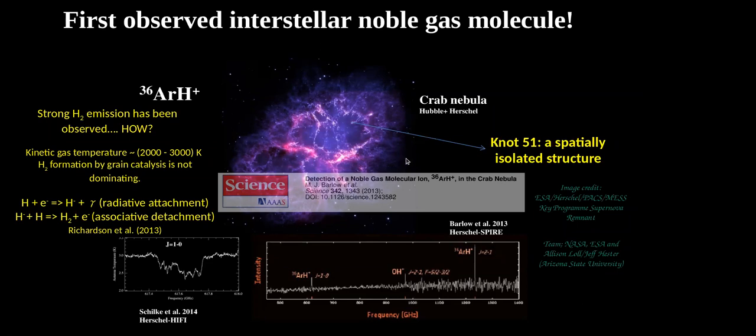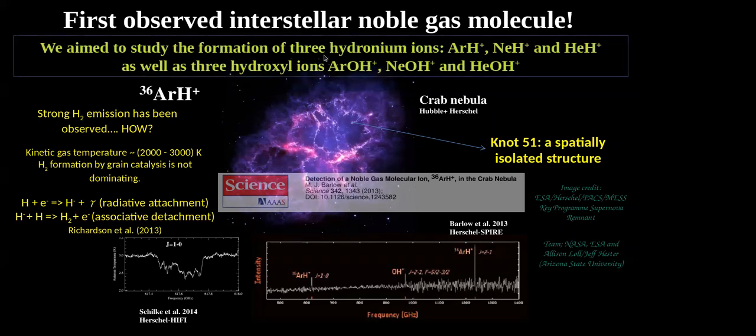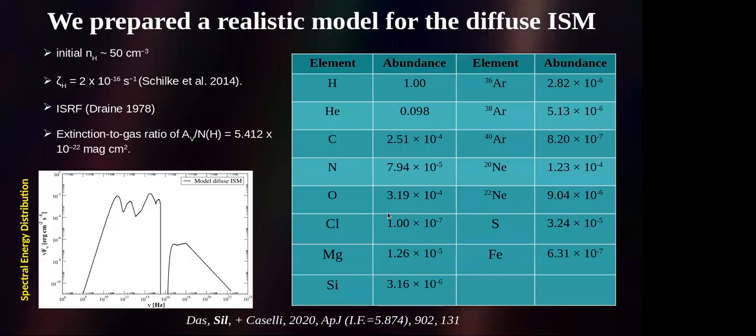Motivated by these two works, that is the ArH+ observation and the recent HeH+ observation, we aim to study the formation of three hydronium ions, ArH+, NeH+, and HeH+, as well as three hydroxyl ions, ArOH+, NeOH+, HeOH+, towards the Crab environment region. Why do we choose the hydroxyl ions? Because OH+ was also detected in this environment by Barlow and others.